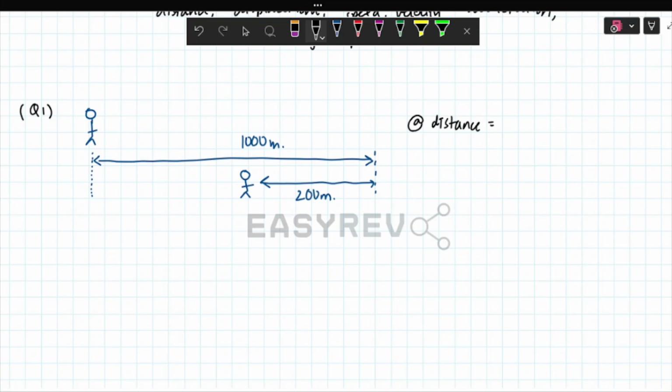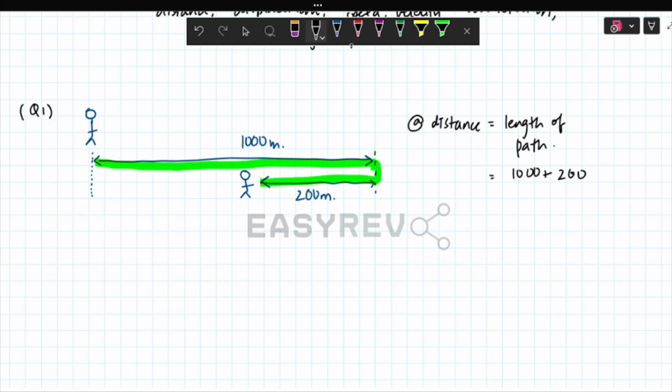Well, the distance we do know is the length of the path covered, right? If I were to highlight that path in Tufi's case, it would just be the 1,000 meters covered forwards plus the 200 meters covered backwards, right? So we have to basically account for both distances covered individually by adding them together. So it would just be 1,000 plus 200 gives you 1,200 meters. Now comes the next part. What would the displacement be?